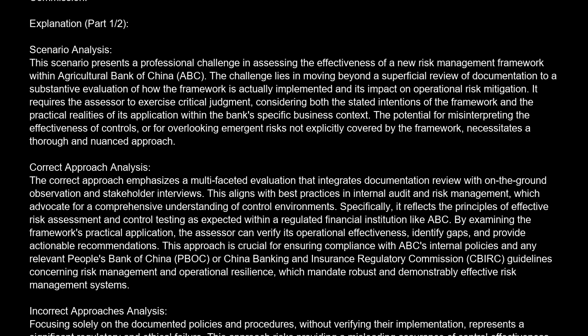Incorrect approaches analysis. Focusing solely on the documented policies and procedures without verifying their implementation represents a significant regulatory and ethical failure. This approach risks providing a misleading assurance of control effectiveness, potentially masking underlying weaknesses that could lead to operational failures or non-compliance. It fails to meet the expectation of due diligence and professional skepticism required of internal auditors and risk professionals.